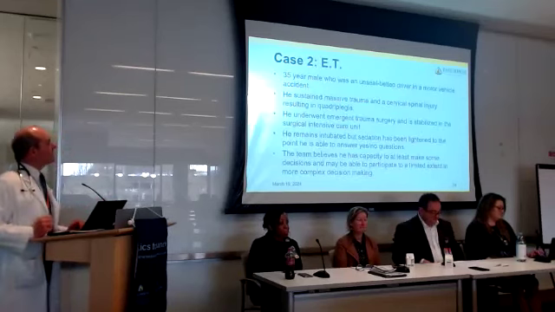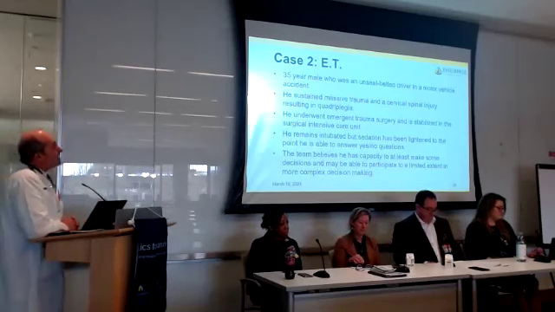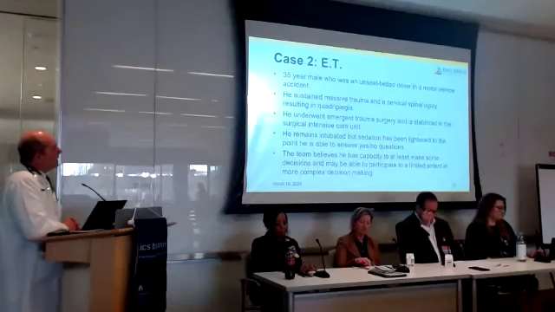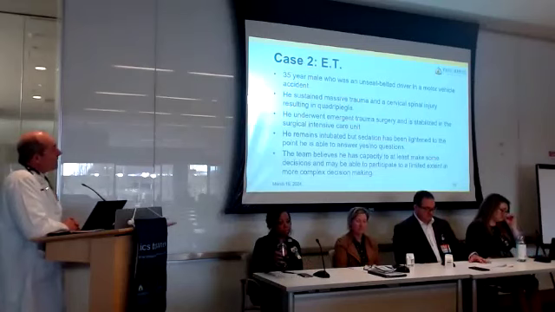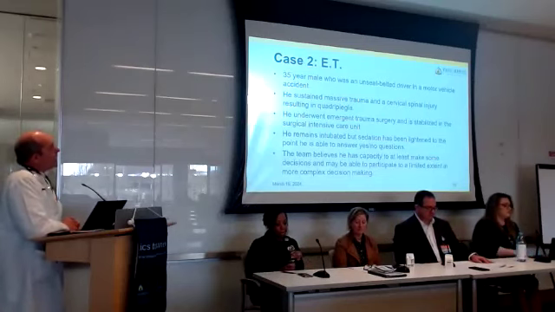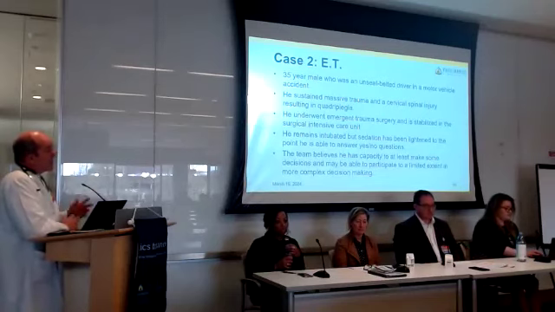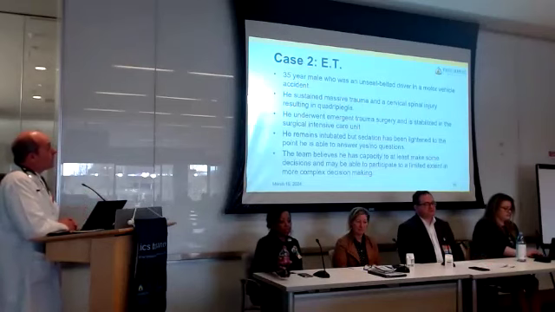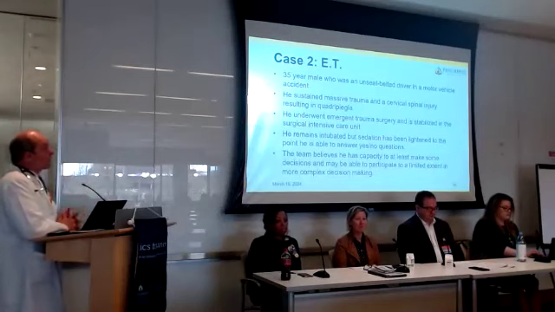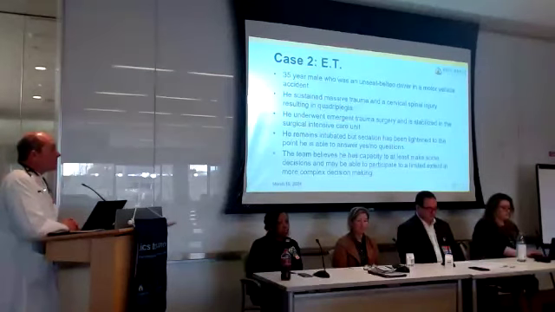So this is ET, a 35-year-old male who was an unseatbelted driver in a motor vehicle accident. He sustained massive trauma and cervical spinal injury resulting in quadriplegia. He underwent emergency trauma surgery and has since been stabilized in the surgical intensive care unit. He remains intubated, and they are gradually trying to ease sedation to the point that he's able to answer yes/no questions. They think that he's still got brain function, so they believe that he has capacity to at least make some decisions and may be able to participate to a limited extent in more complex decision-making.